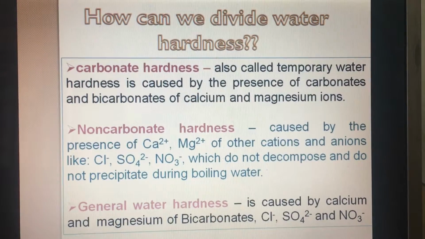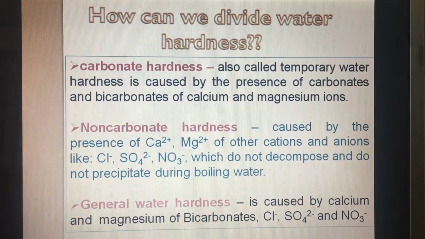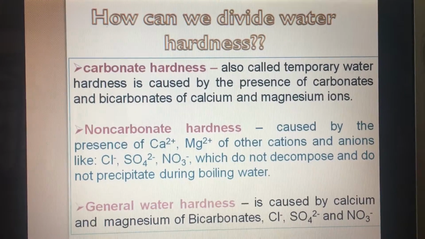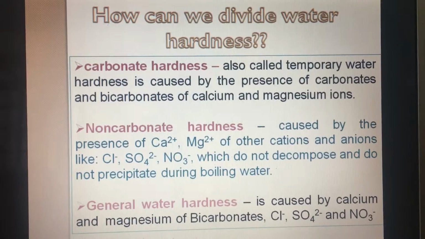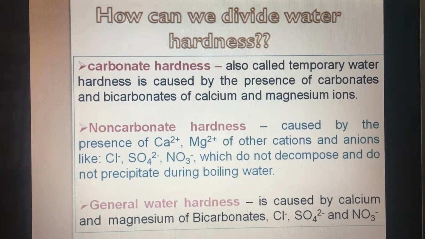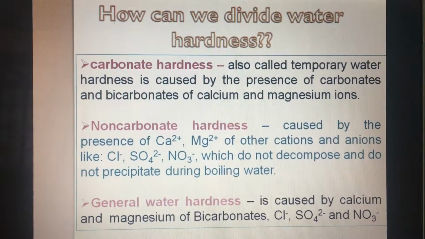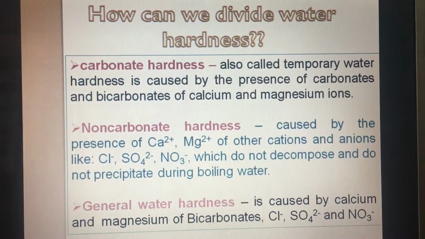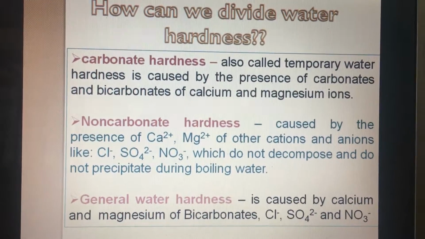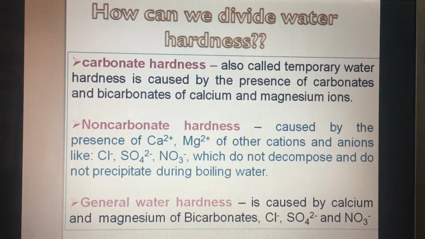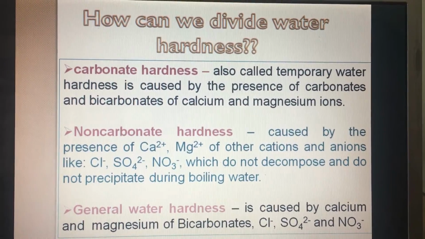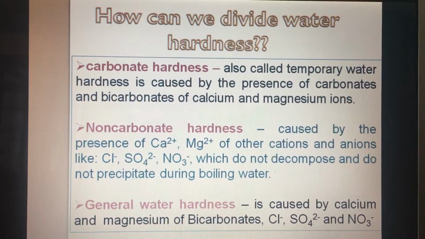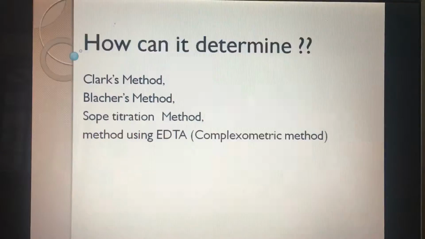Non-carbonate hardness means the presence of calcium and magnesium ions of chlorides, sulfates and nitrates, which cannot be removed by boiling and filtration, so it is also known as permanent hardness. Since it does not involve carbonates and bicarbonates, it is known as non-carbonate hardness. Water hardness is caused by calcium and magnesium ions with anions of bicarbonate, chloride, sulfates and nitrates.